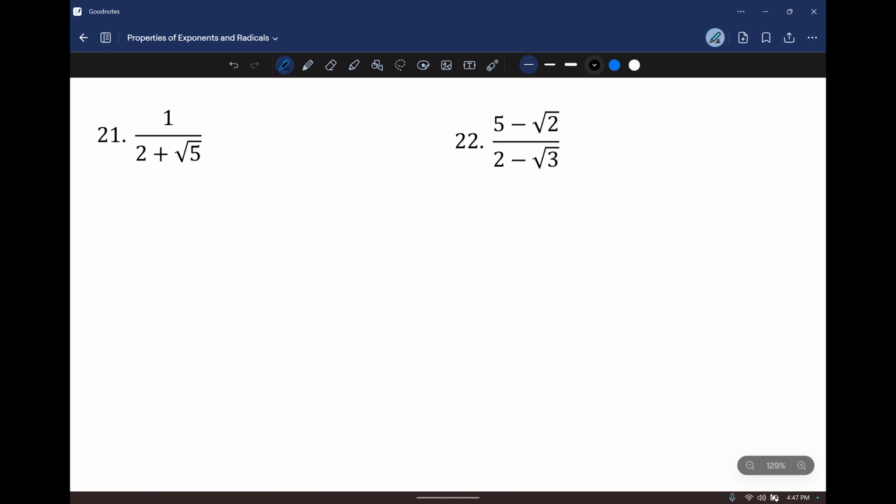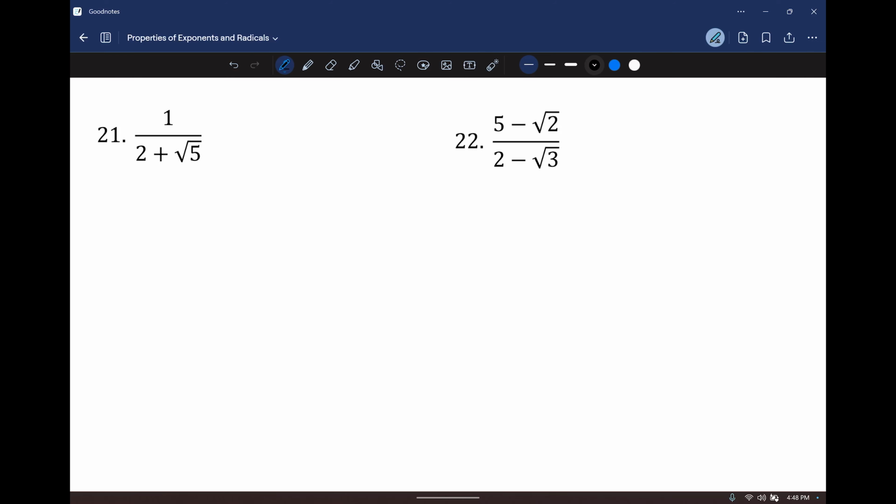All right, 21 through 24 are like the one where we had the root on the bottom, number 11. But the difference is that one was just a root by itself. It didn't have plus a number or anything like that. So when we have a root on the bottom that's being added to another root or a number, we have to multiply by the conjugate to get rid of the roots on the bottom. So remember, a conjugate would be just change the sign in front of the root. You only change the sign of the root.